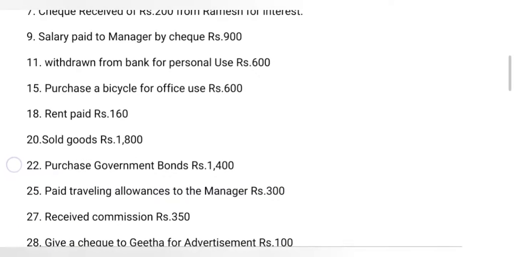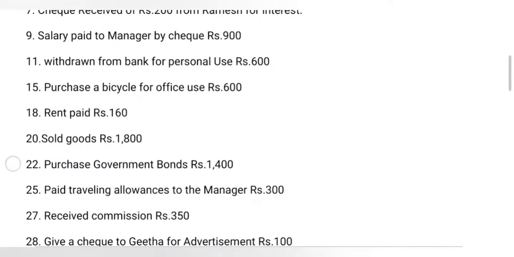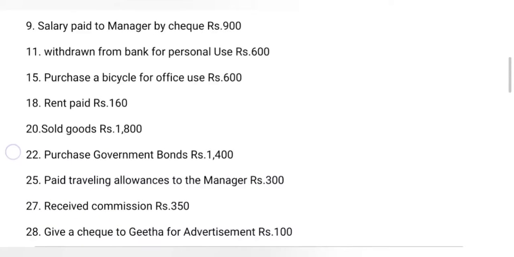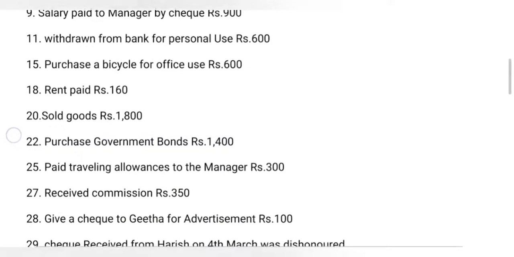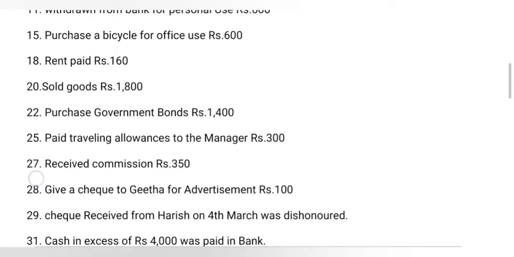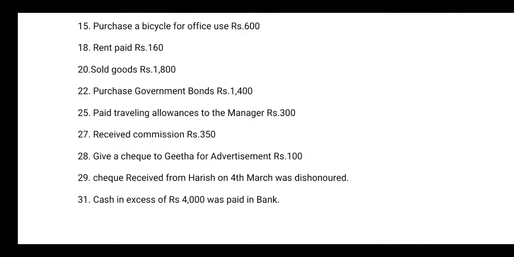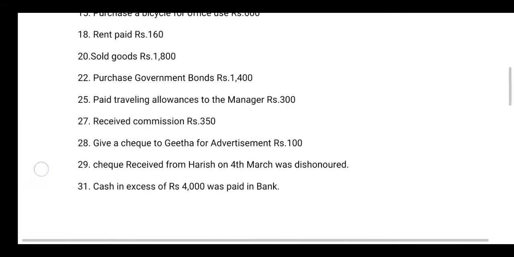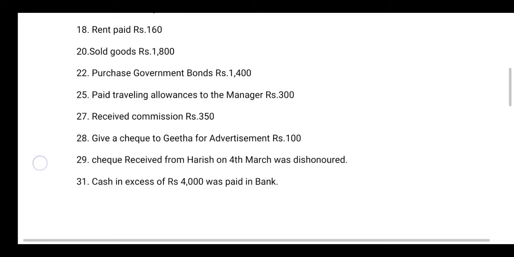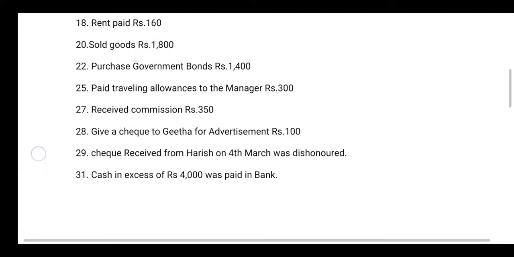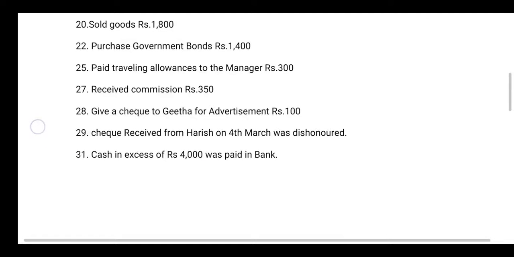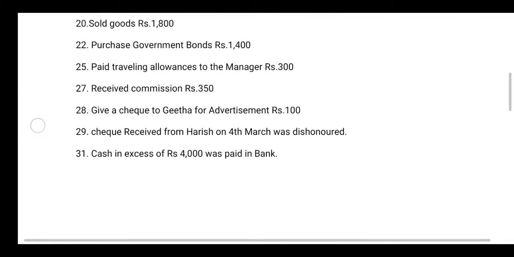Then on the ninth date, salary paid to manager by check, 900 rupees. On the 11th date, withdrawn from bank for personal use, amount 600 rupees. On the 15th date, purchase a bicycle for office use, rupees 600. On the 18th date, rent paid, rupees 160. On the 20th date, sold goods for cash, 1800 rupees. On the 22nd date, purchase government bonds, rupees 1400.